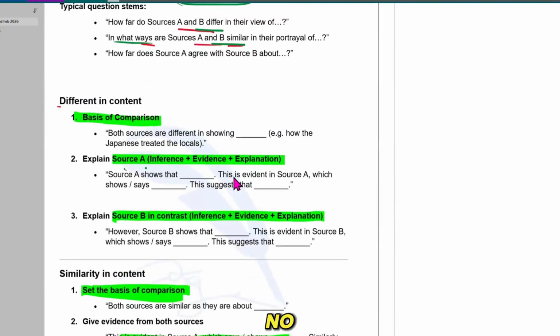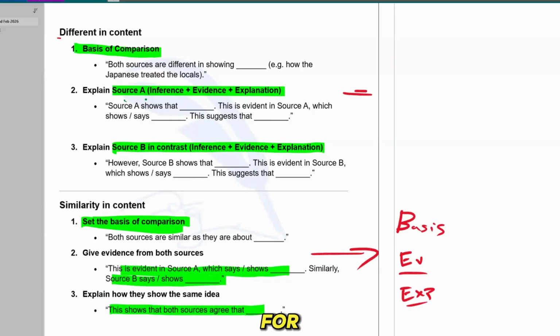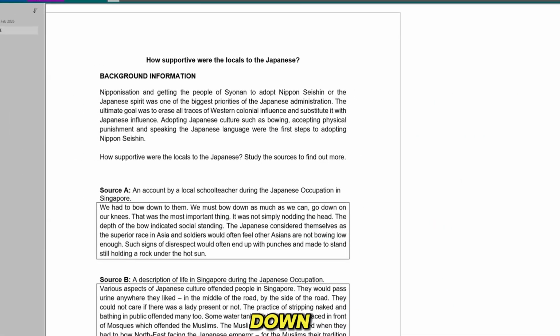So for Sec 2, you just need to know these two only. For Sec 2 level, just need to know these two. Compare the difference and compare the similarity. Does that make sense, boys and girls? Make sense or not? All right, basis. If you want to make it simple to understand, for similarity, make sure you have the basis, evidence, explanation. Very important. This is for similarity. Whereas for difference, you have the basis, then you must do the inference, evidence, explanation. Then inference, evidence, explanation.